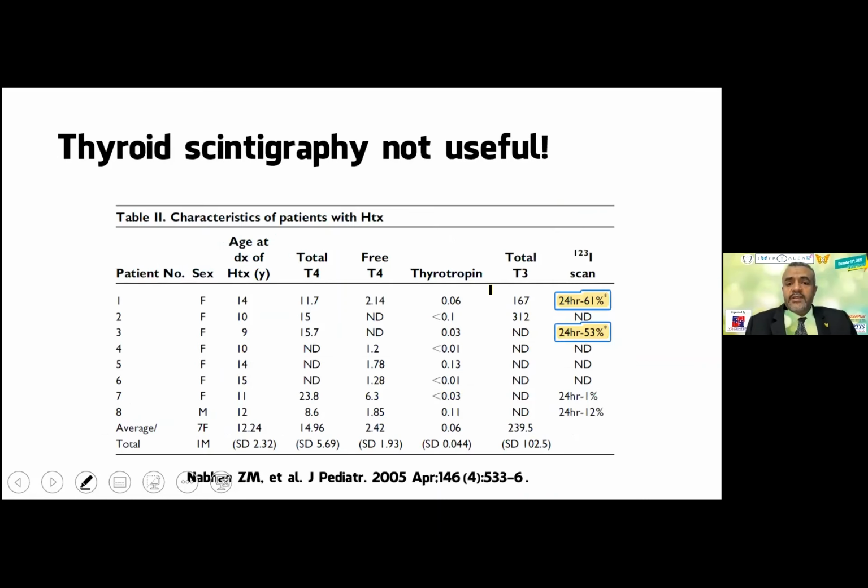Thyroid scintigraphy is not useful. In this small series of 8 patients, 4 of whom had a 24 hour radioactive iodine uptake, two of the 4 exhibited an increased uptake. So you may have hashitoxicosis with increased diffuse uptake of radioactive iodine.